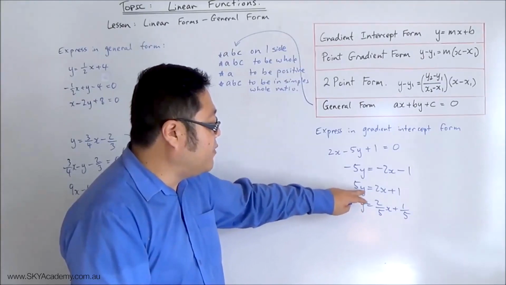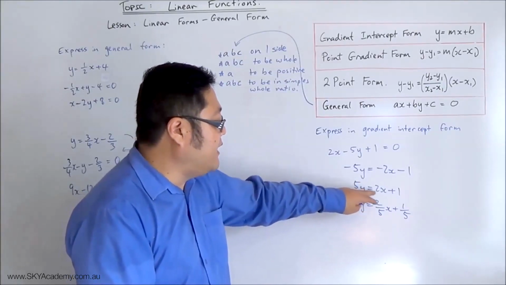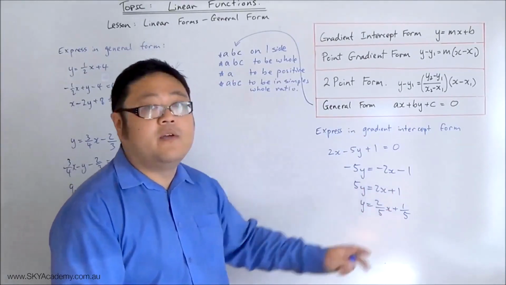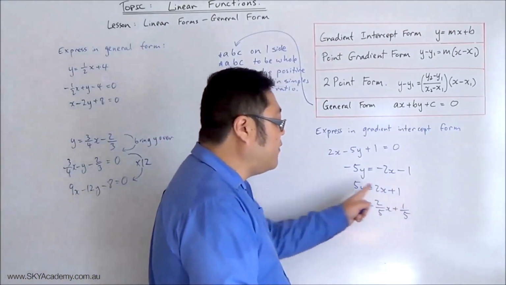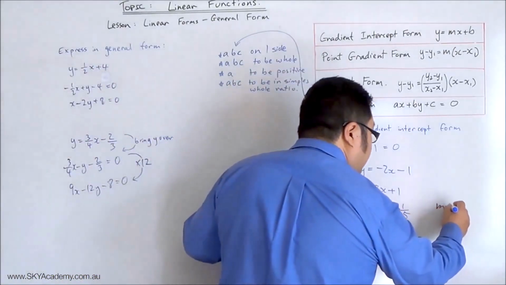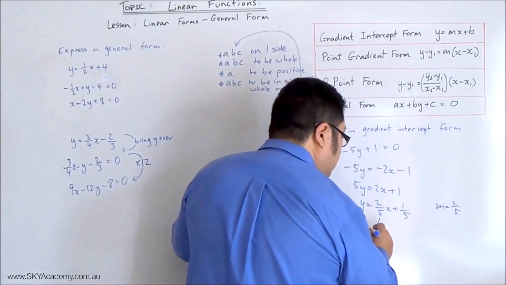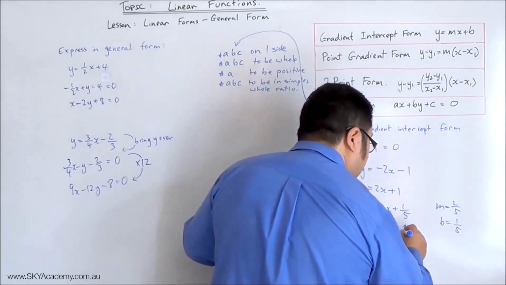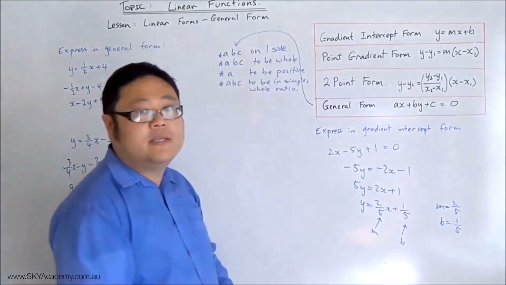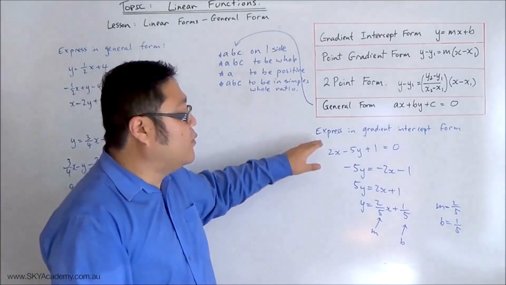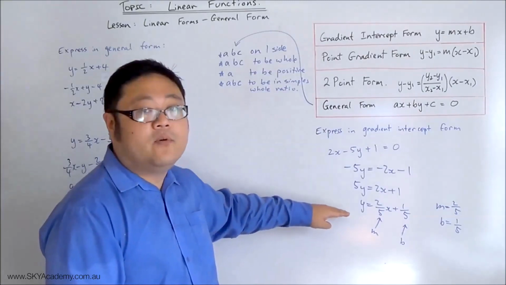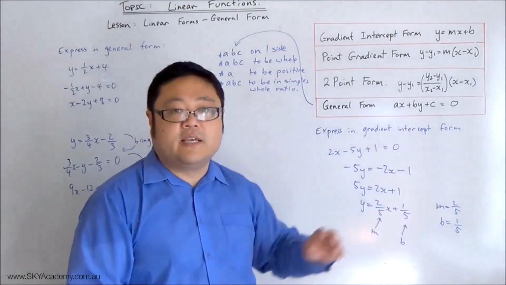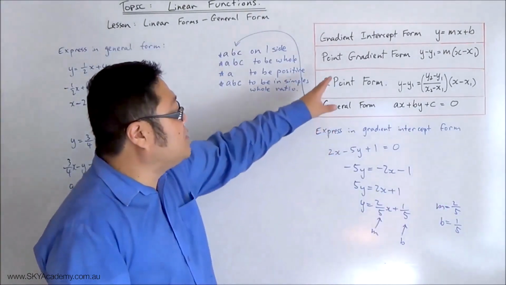Divide the y term by 5, we get y. Divide 2x by 5, which is 2 on 5x. Divide 1 by 5, which is 1 over 5. That form tells us that the gradient is 2/5, and the y-intercept is 1/5. Does that make sense? That's why we need to convert from general form to gradient intercept form, because it helps us to graph the functions better. Once we're in this form, we can easily graph the function. So this is called the general form.